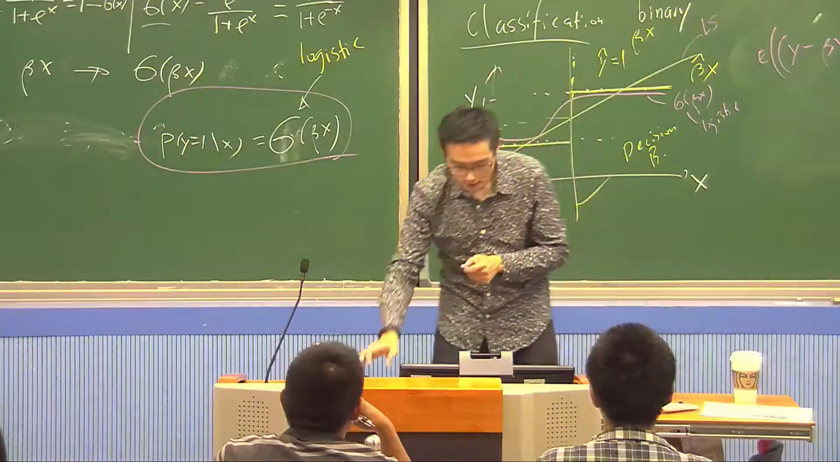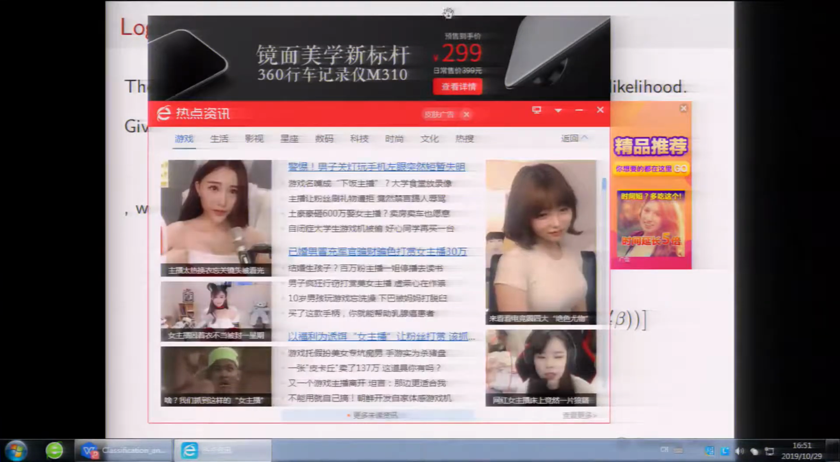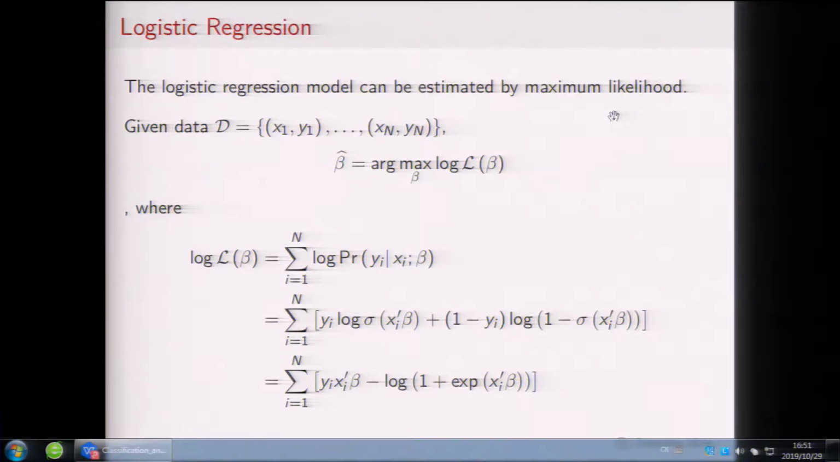So to do MLE in this case, we first need to write out the likelihood. So give me one second.